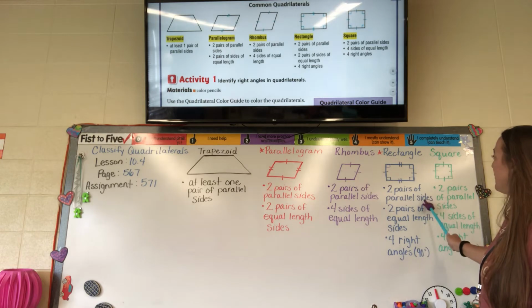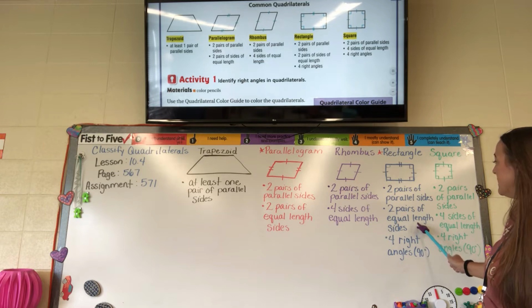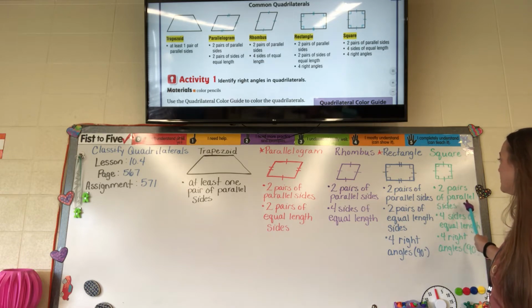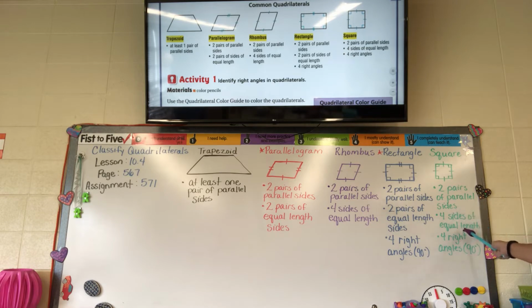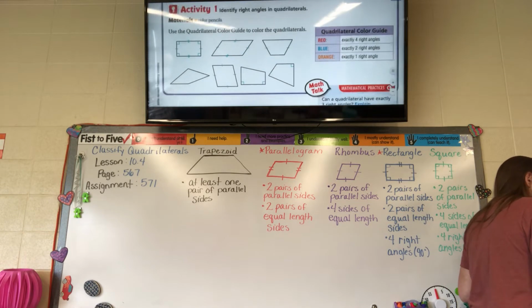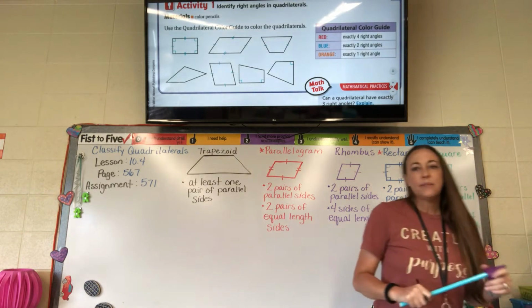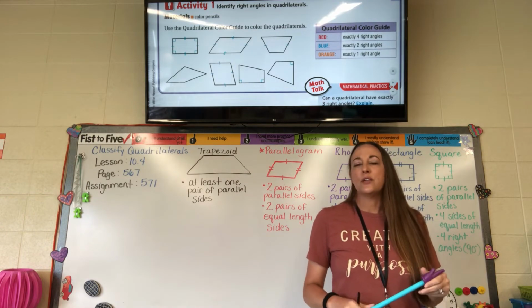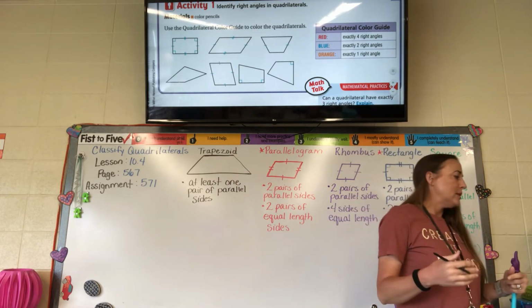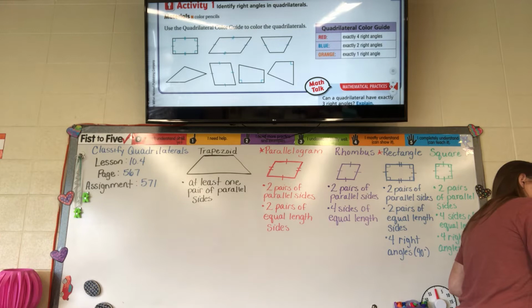Okay, so a rectangle has two pairs of parallel sides, two pairs of equal length sides, and four right angles, and then a square has two pairs of parallel sides, four sides of equal length, and four right angles. Okay, so they want us to do some coloring here, and if you picked up your supplies, you probably have some crayons or colored pencils now, but just to save time, instead of coloring, I'm going to write red, blue, or orange.